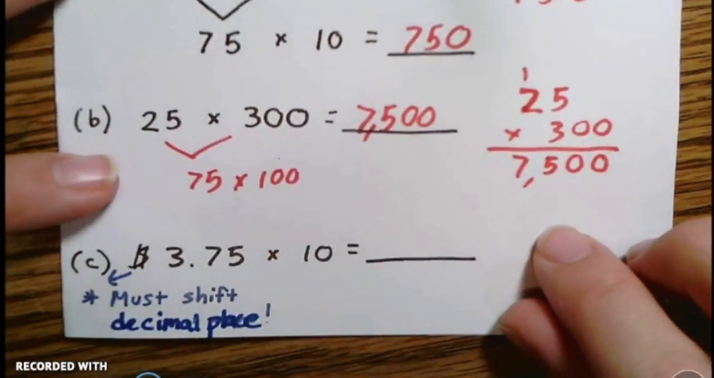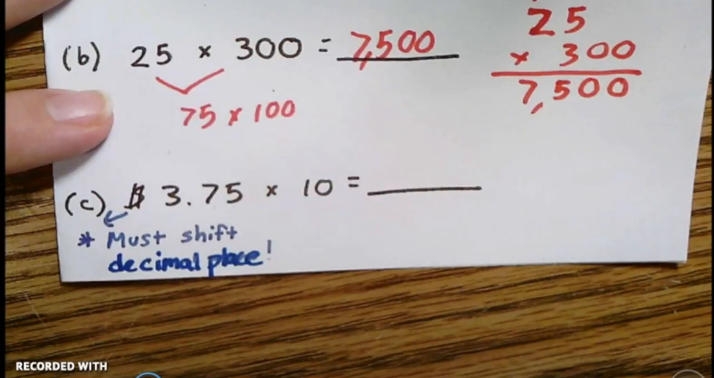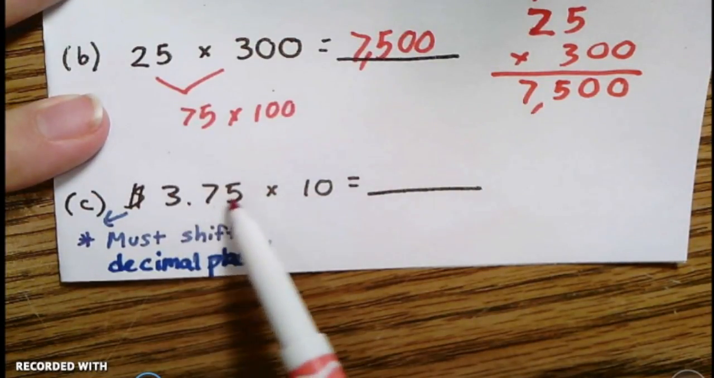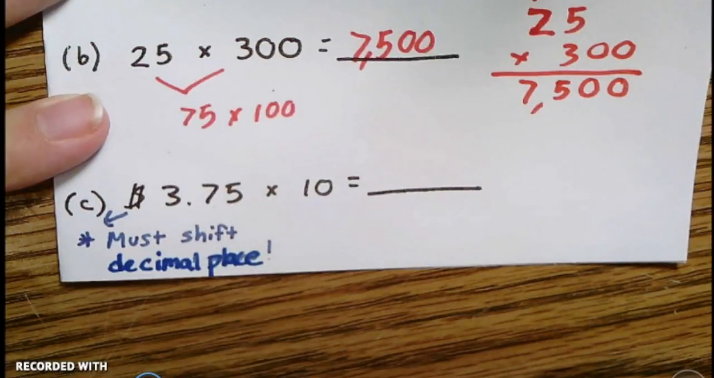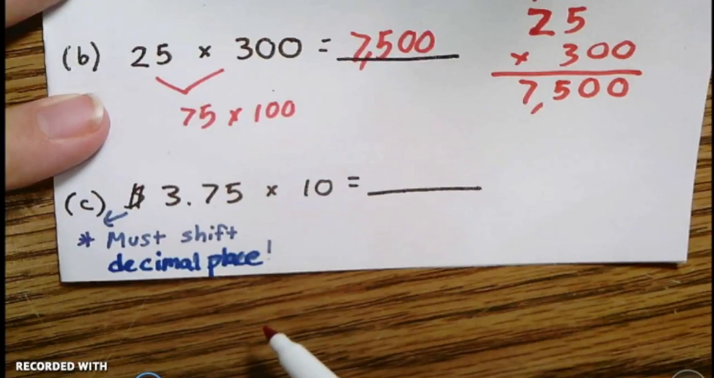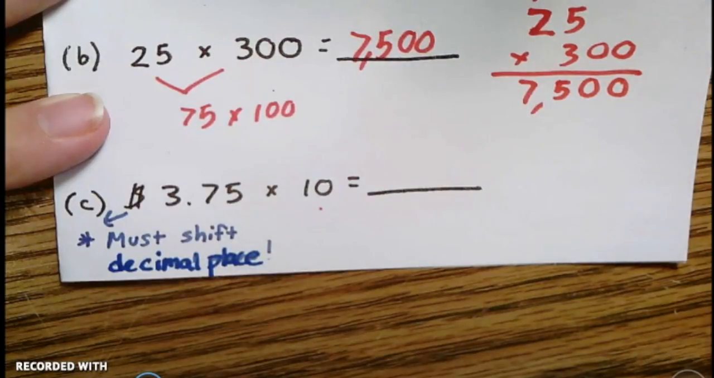The one time that this can be a little bit confusing sometimes is with money, because with money we want to make sure that our decimal place has 2 numbers behind it and no more. So let's look at what happens. We have $3.75 and I'm multiplying it times 10. I must shift my decimal place. Look at what that looks like.